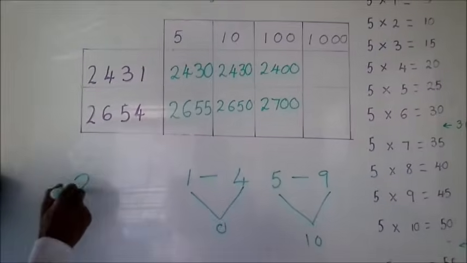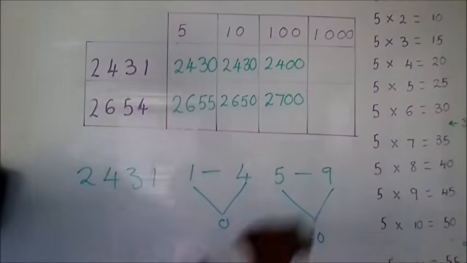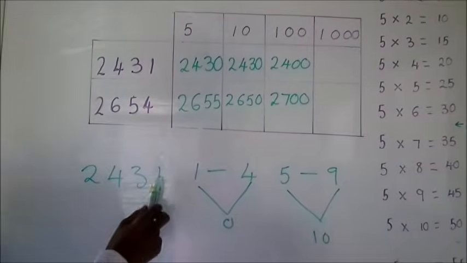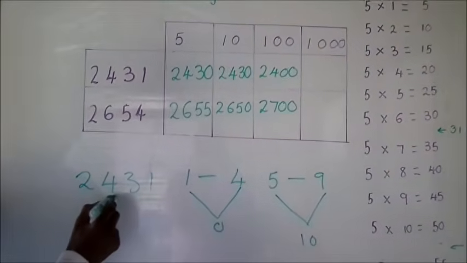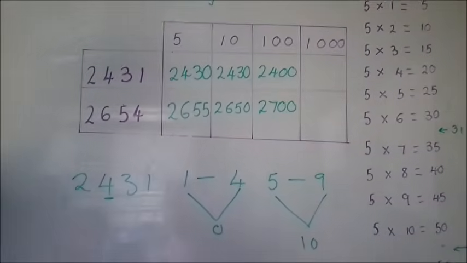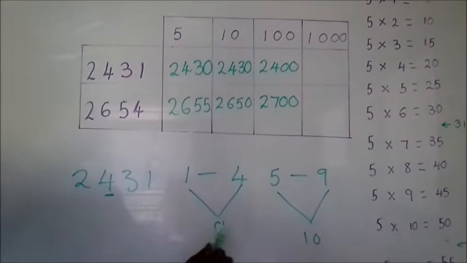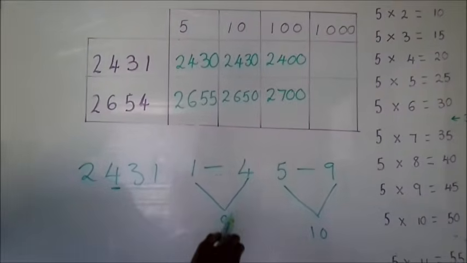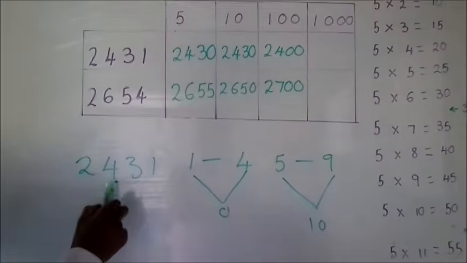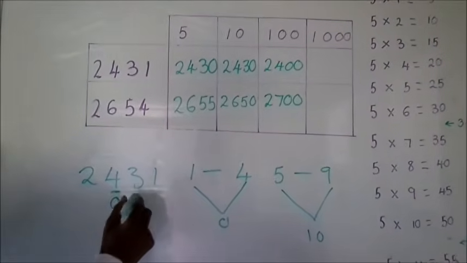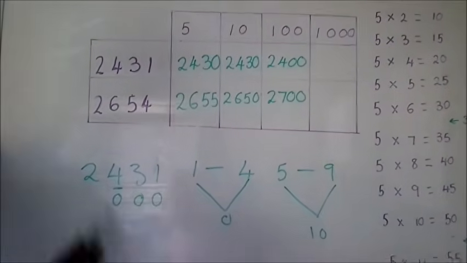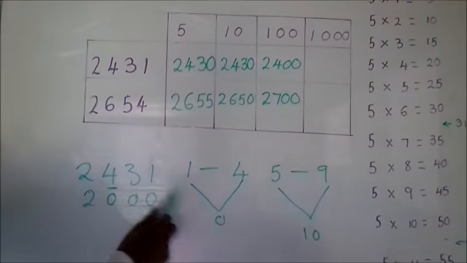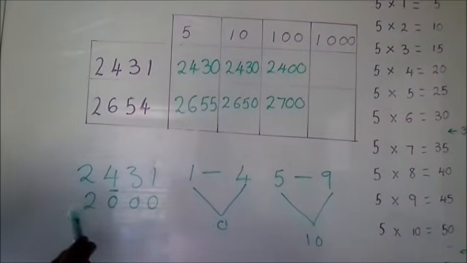Let us round 2431 to the nearest 1000. 1000 has got 3 zeros. Let's count them, 1 2 3. So I'm going to look at this number and I underline it. Is 4 nearer to 0 or is 4 nearer to 10? 4 belongs to this part, so is nearer to 0. So the number that you underline is going to be 0 and all the numbers behind it are going to be 0. 2 is not affected. So 2431 to the nearest 1000 is 2000.